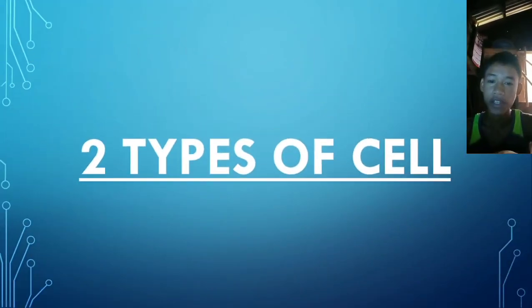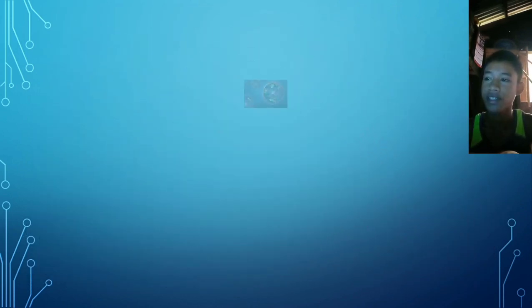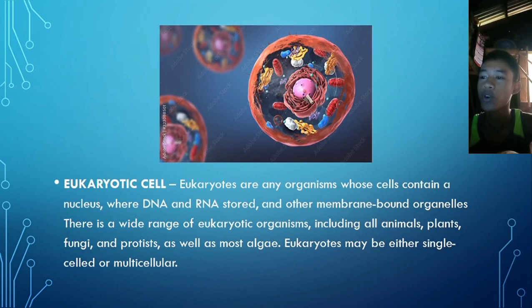There are two types of cell. The first one is the eukaryotic cell. Eukaryotes are any organisms whose cells contain a nucleus where DNA and RNA are stored, and other membrane-bound organelles. There is a wide range of eukaryotic organisms, including all animals, plants, fungi, and protists, as well as most algae. Eukaryotes may be either single-celled or multicellular. Now this is the picture of a eukaryotic cell.